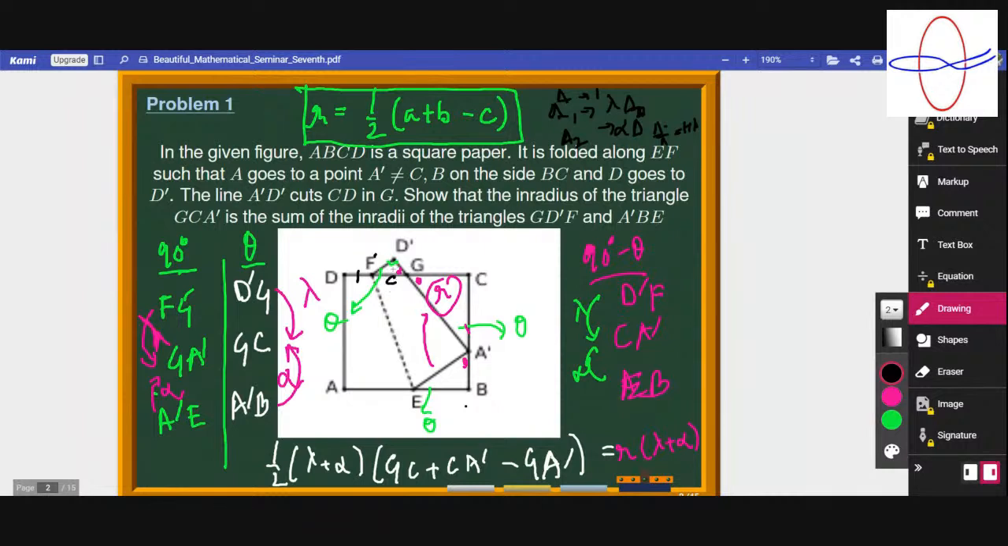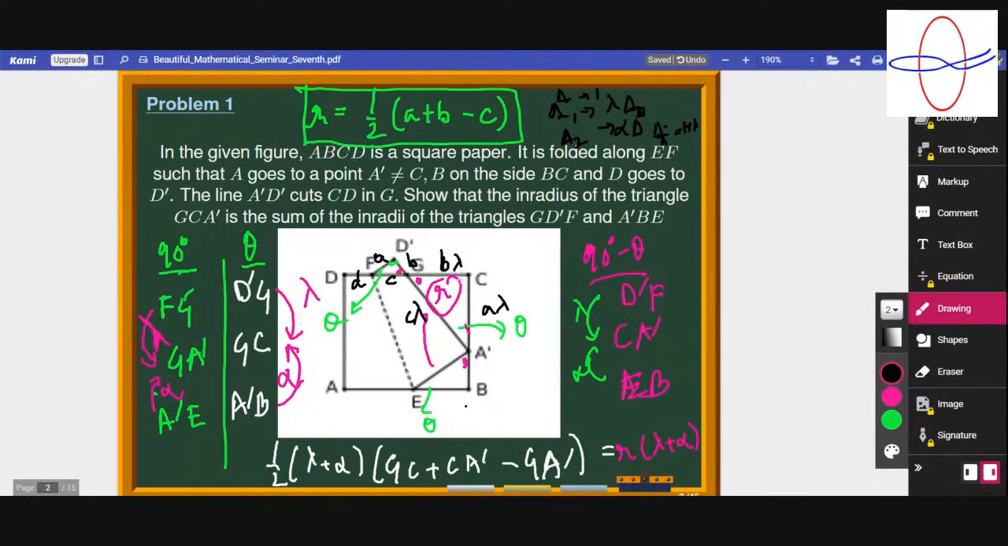Let's call this C, A, B. Okay, if this is A, B, C, this must be A. Observe this very carefully. This GA dash must be what? C into lambda. This one, GC, will be equal to B into lambda. And this CA dash must be equal to A into lambda.